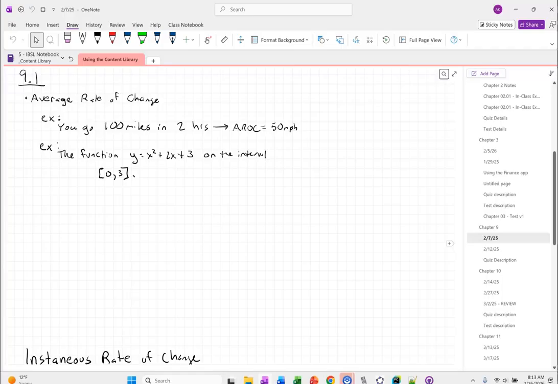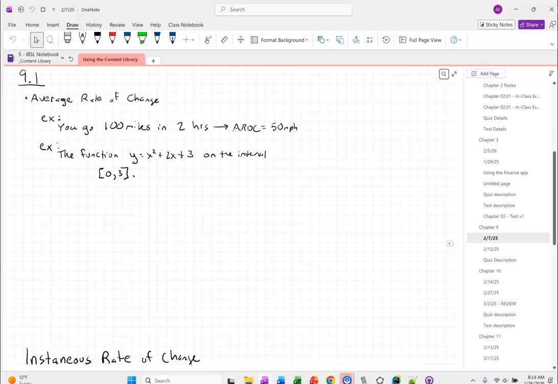So what we want to do is start by talking about something called an average rate of change. And when you hear average rate of change, you should think slope, right? So for example, if you traveled 100 miles in 2 hours, your average rate of change would have been 50 miles per hour, right? You just took the change in distance divided by the change in time.